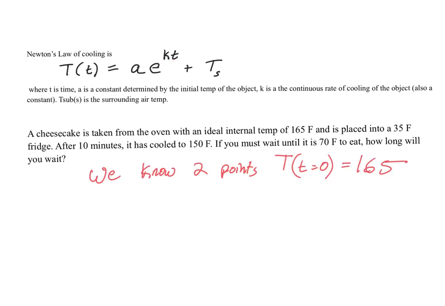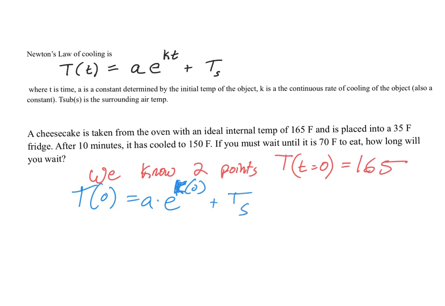So we know 2 points. The first point that we know is at time 0, I have 165 degrees, so I'm going to write my equation with that in mind. So I have T sub 0 is equal to A times e to the K times 0, because I said my time is 0. That's a K. Just trust me. It's a really messy one. Plus the outside temperature, which is T sub S.